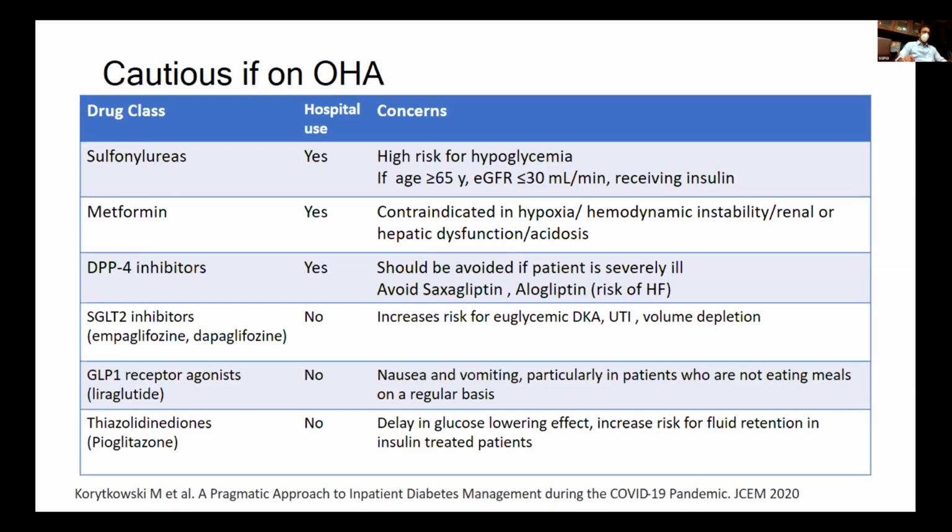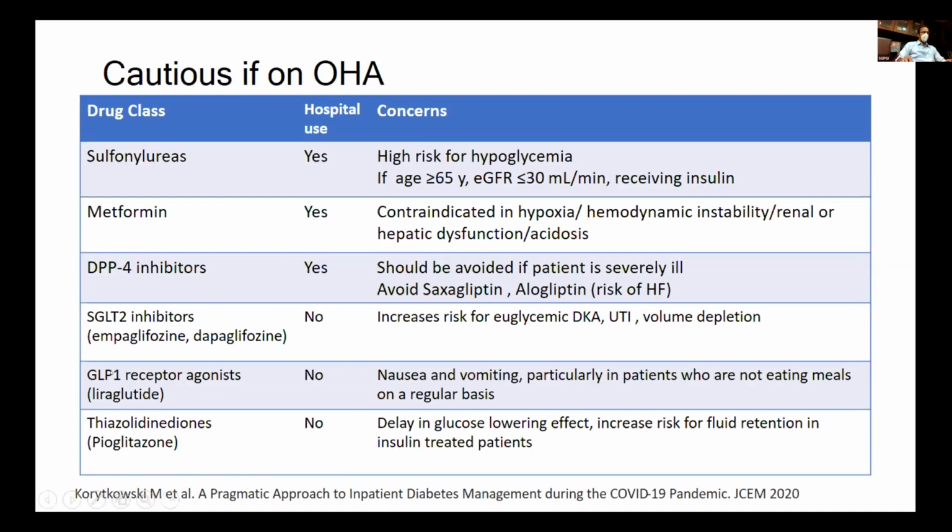Metformin can be continued unless the patient has renal failure, liver failure, or is in sepsis or shock or has hypoxemia, because in this group of patients the chance of metabolic acidosis increases. Similarly, the DPP-4 inhibitors like sitagliptin and linagliptin can be continued unless the patient is critically ill. However, in our country, we do not use saxagliptin or alogliptin, but very few patients we can find on saxagliptin. This should be avoided. I'm not going to discuss this much because these are very minimally used in our country.